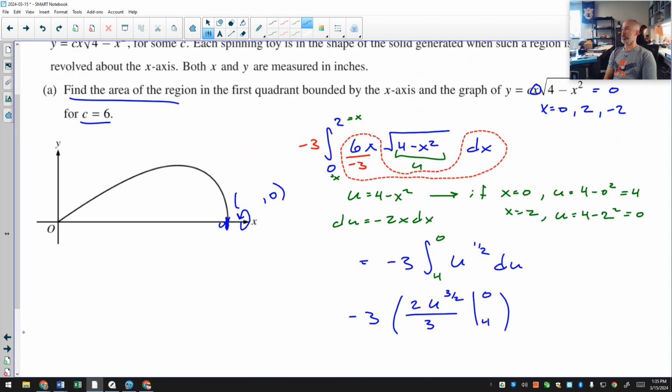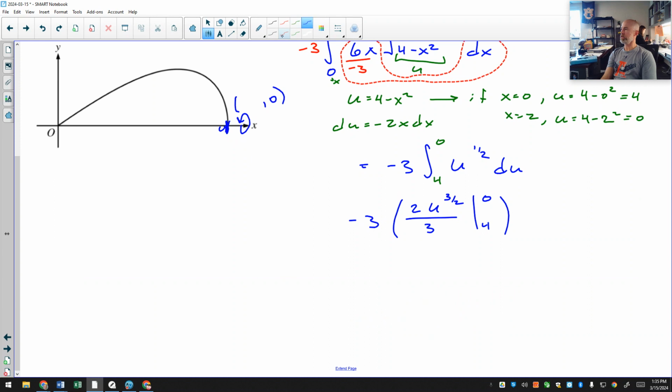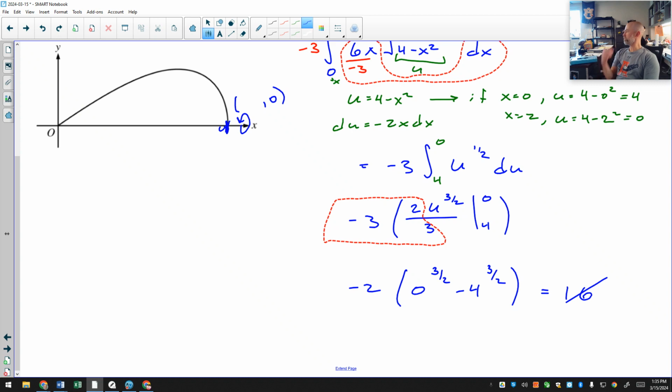Let's see. Because I can, though you don't have to do this, negative 3 times 2/3 is just negative 2. And then I'll plug in 0 and 4. So it'd be 0 to the 3/2 minus 4 to the 3/2, which ultimately does clean up to 16, but who cares? 4 to the 3/2 is 8. Square root of 4 cubed. Negative 3 times 2/3.